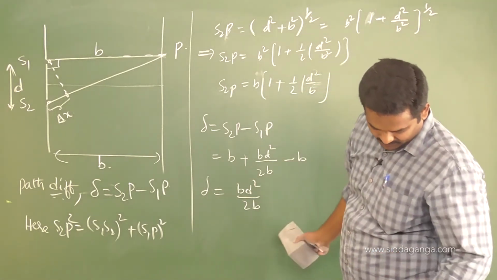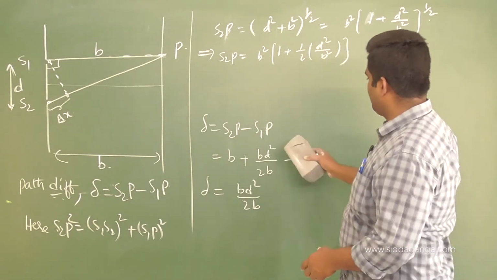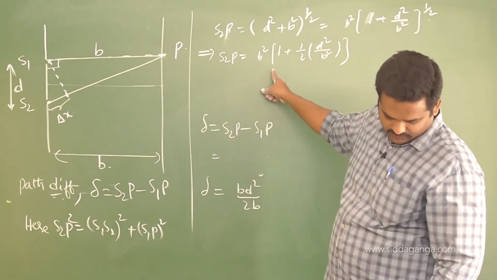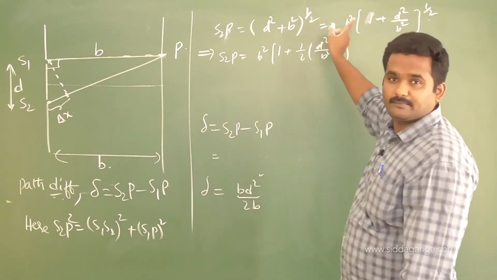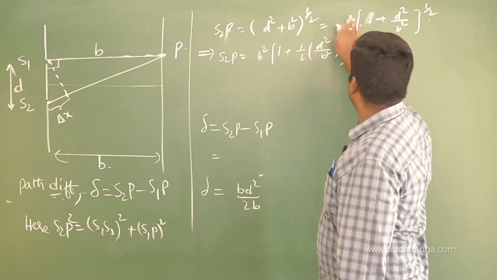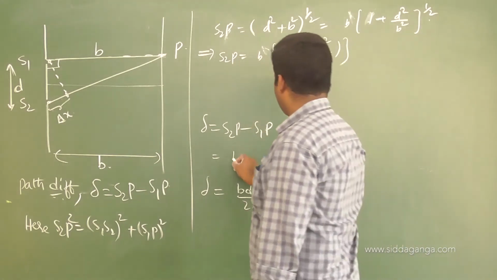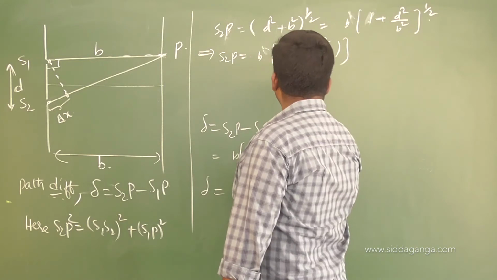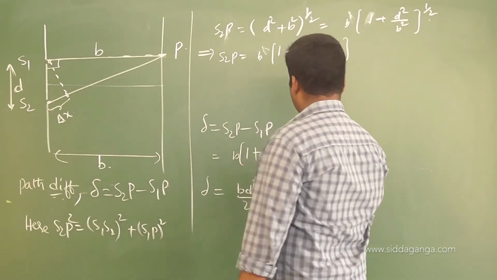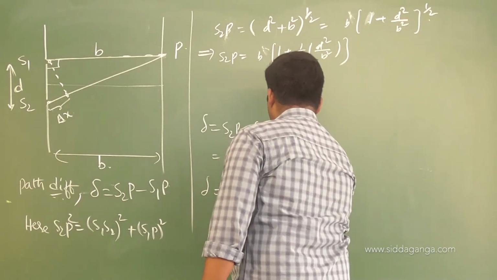So I hope you got this. Now you can take the values and subtract. S2P minus S1P means how much? S2P is this value. Taking out the root once again, if you take B square out of the root it will become B, not B square. Now to substitute for it, what you will get? B into 1 plus d square by 2B square, minus B. If you take it out, the remaining is d square divided by 2B.